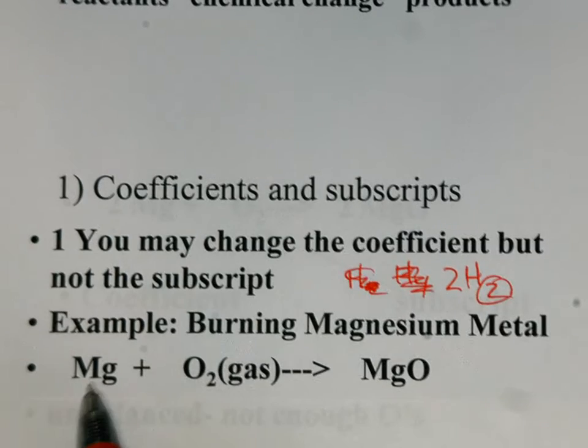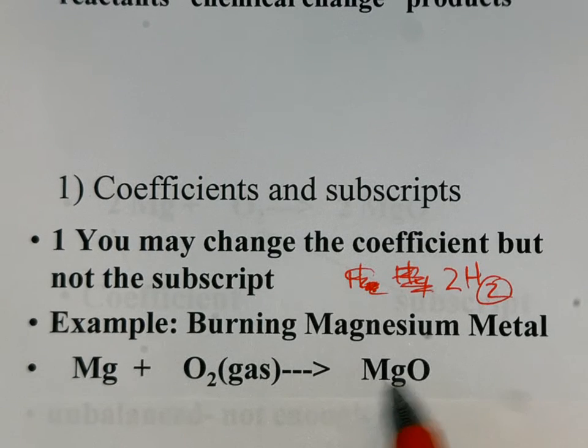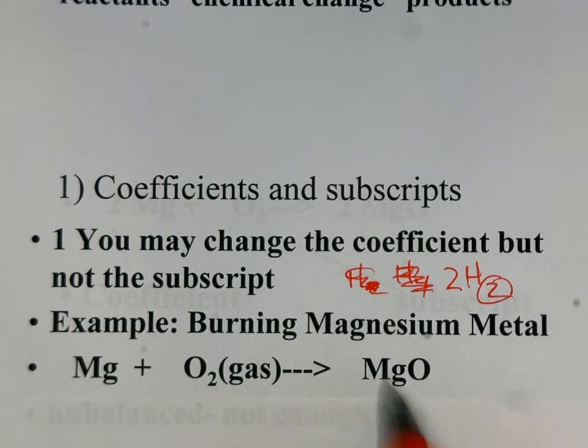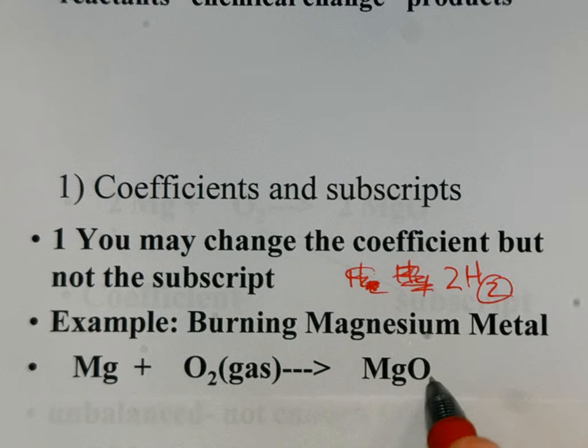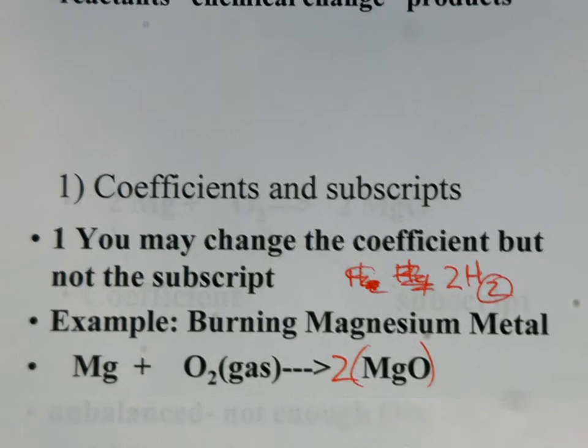Here's how you work out balancing an equation. Okay, we've got 1 magnesium here, that's okay. We have 2 oxygen atoms, and we need 2 oxygen atoms here. And you may not put a 2 there, because that is a different compound than magnesium oxide. You may, however, put a coefficient 2 in front of it.